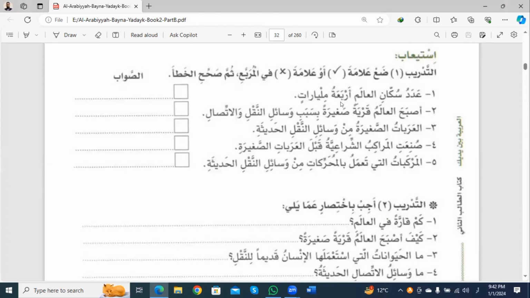العربات الصغيرة من وسائل النقل الحديثة. العربات الصغيرة, small cars. العربات, cars. Yes, it's true. No, صغيرة, it was before big. من وسائل النقل القديمة is right. I will write قديمة.